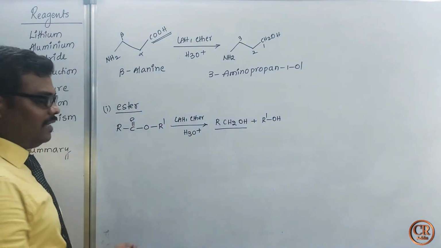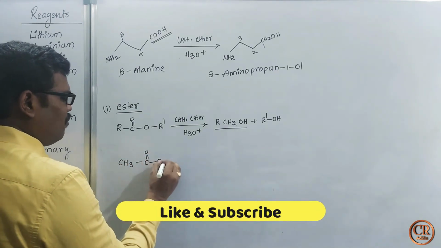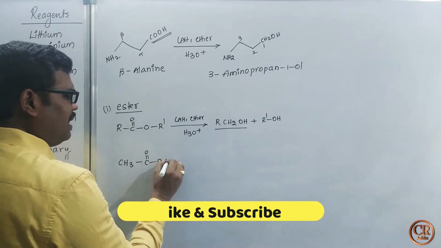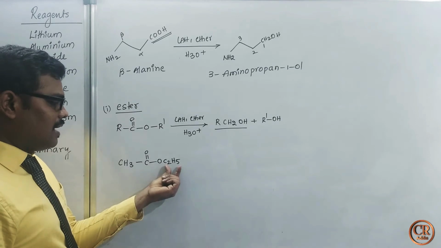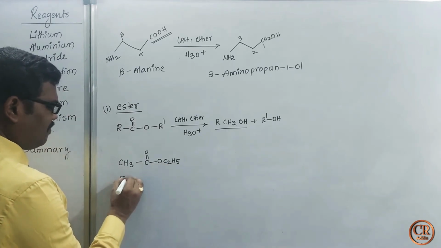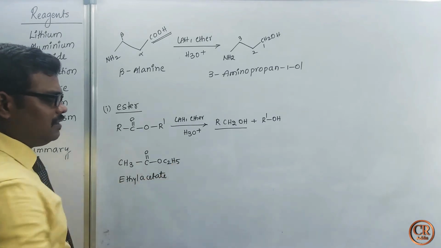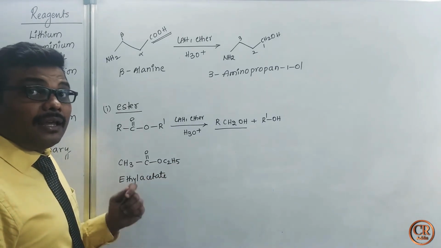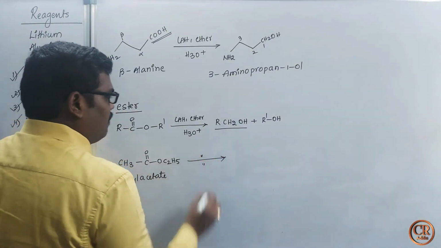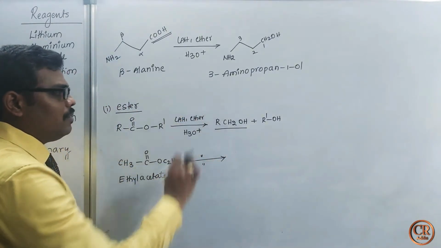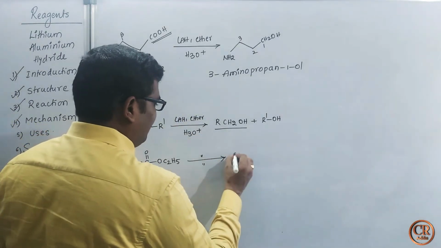Let us take one example here. CH3 C double bond O, O C2H5. Name of this one is ethyl acetate. Common name is ethyl acetate. What is the IUPAC name of this one? Ethyl ethanoate.